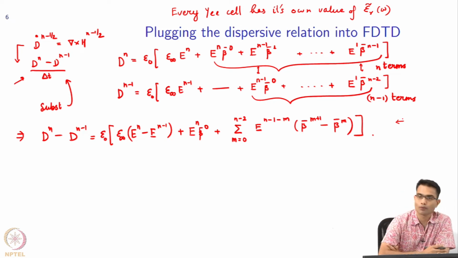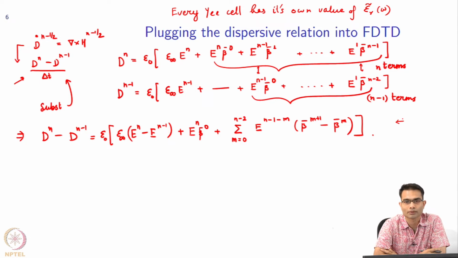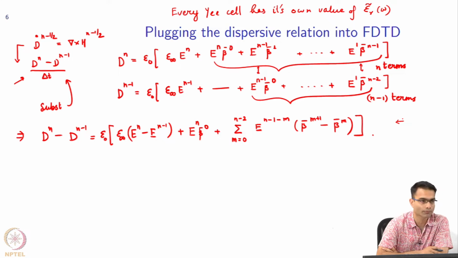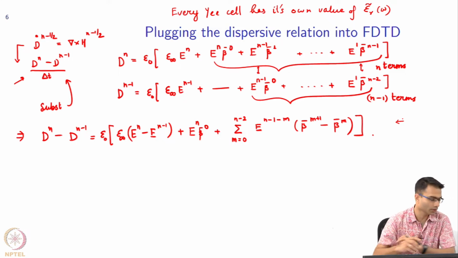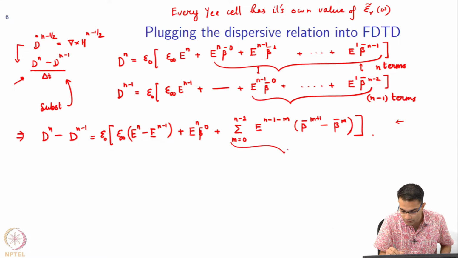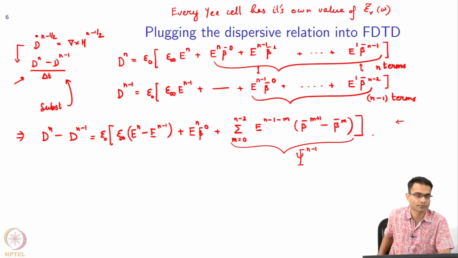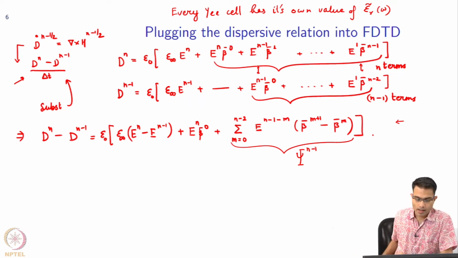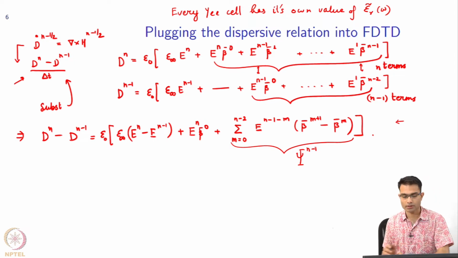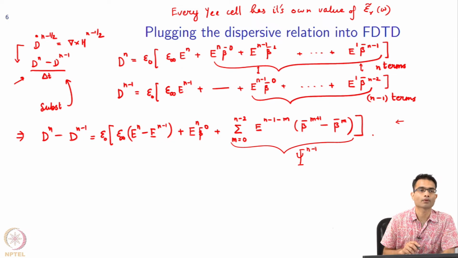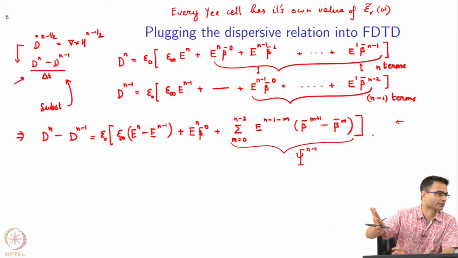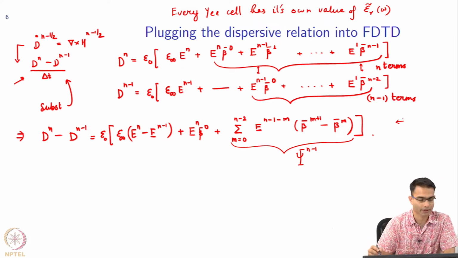What follows now is a little bit of algebra only. To make this whole math a little bit easier, I am going to define a new auxiliary variable. This entire summation over here that you see, I am going to call it by a new variable phi n minus 1 just for convenience. And then what I can do is, in an update equation, what do I want? I want a relation for E n in terms of everything else. That has been the philosophy of FDTD, right.